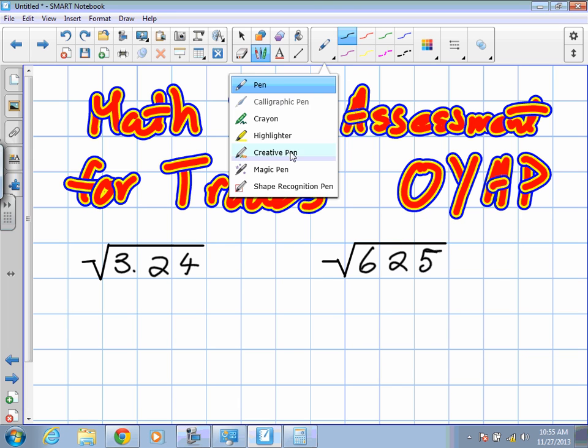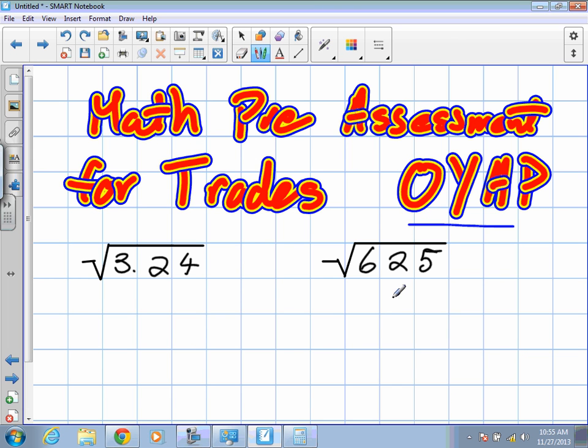Okay, math pre-assessment for the trades. OYAP. This time we're going to go through roots. A square root without a calculator would be difficult. We've never really been taught the process up to this point. There is a process we can use.